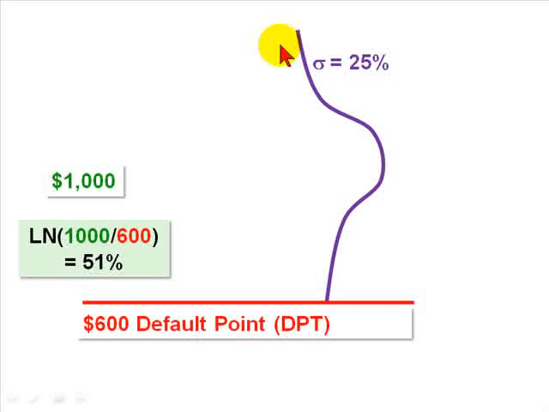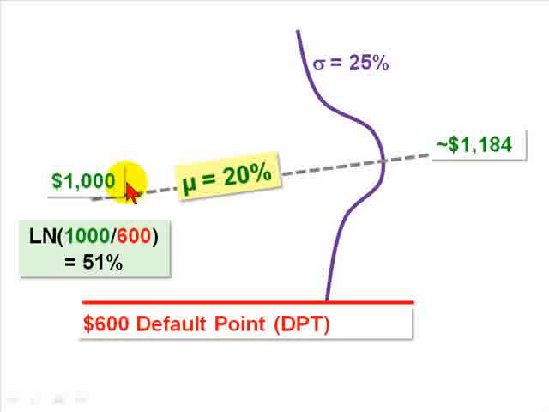So we need to know two other things. We need the volatility of the firm's assets. That's sigma, the standard deviation of the firm's assets, and I'll assume 25%. Again, it's volatility of the assets, not of equity or debt. We also need an expected return of these firm's assets. We'll assume 20%. So this is really a growth on the firm's assets. And so now we can look to the end of the period. If these firm assets grow by 20%, then on a continuous basis, we expect the firm's assets to be here at 1,184. And we also know that this is the dispersion.